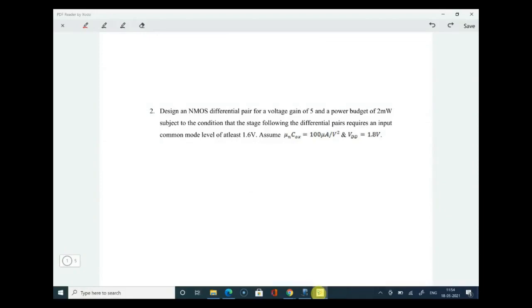Design an NMOS differential pair for a voltage gain of 5 and a power budget of 2 milliwatt, subject to the condition that the stage following the differential pair requires an input common mode level of at least 1.6 volt. Assume mu_n Cox is equal to 100 microampere per volt square and VDD is equal to 1.8 volt. All right. Thank you, Shreya.